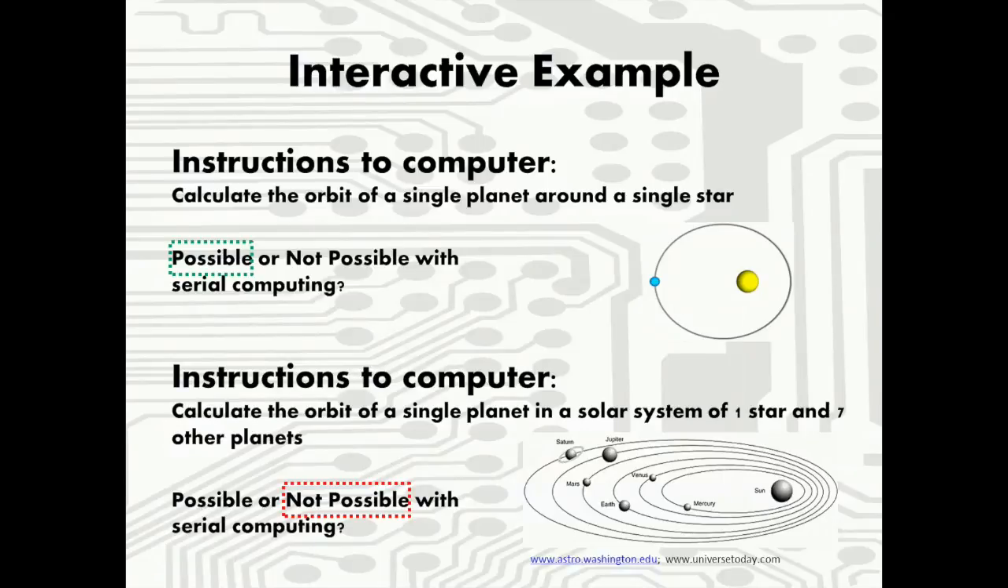If you answered that this is not possible with serial computation, you're correct. The Sun and 7 other planets make up 8 equations that need to be solved simultaneously. Therefore, a single-core processor could not solve this problem.